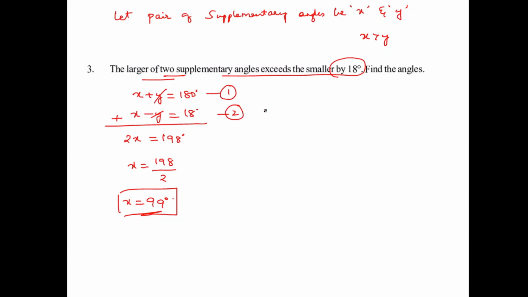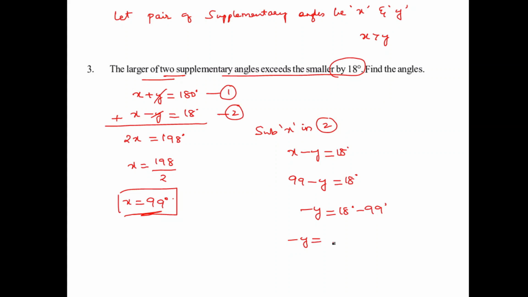Now I'm substituting the value of x in equation number 2 here, that is x minus y equal to 18 degrees. This is 99 minus y equals 18 degrees. I'm shifting this number to the RHS: 18 degrees minus 99 degrees. Minus y can be written as minus 81. That is y equal to 81, the required angle.